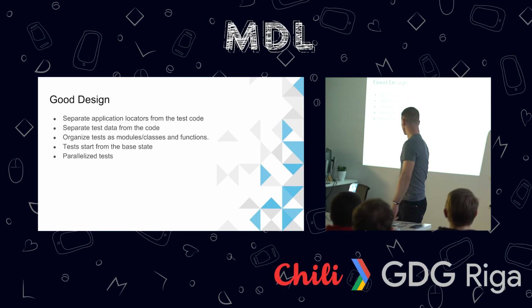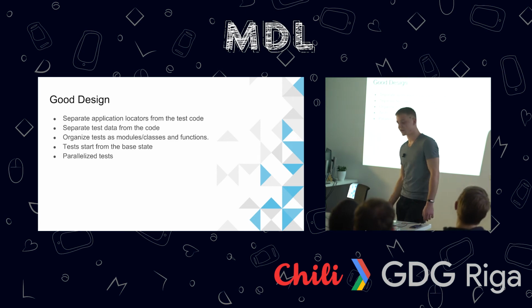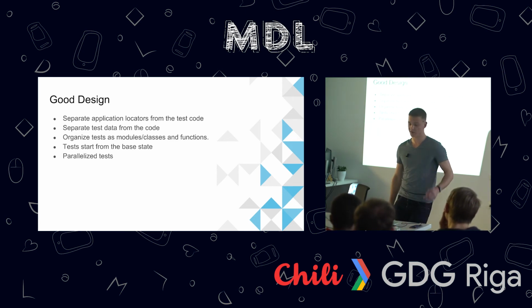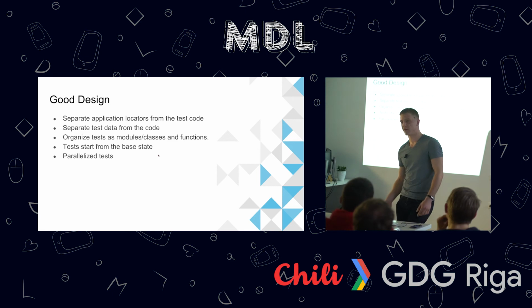So first and most important part is we have to split the application locators and the test code, and we have to split the user data from the test code, so that we can create object-oriented code and not huge spaghetti code, which is impossible to maintain. And tests always have to start from the base state, so that we can be sure, as I mentioned previously, that if one scenario fails, then another one will pass if the application is ready.